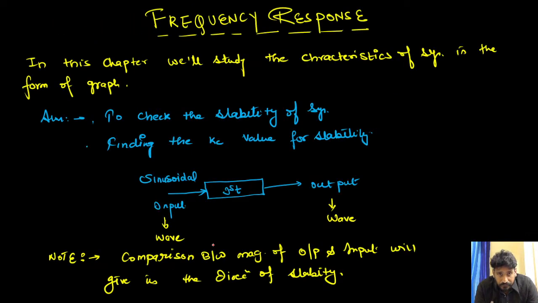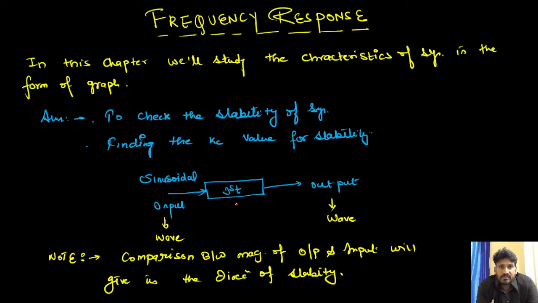Now let's discuss the next chapter, that is the frequency response. In the frequency response, my input is basically sinusoidal, right? Which is a wave function. As you know since 11th class, the sine function is a wave function. So the output is also a wave function, right? Is it clear to you?